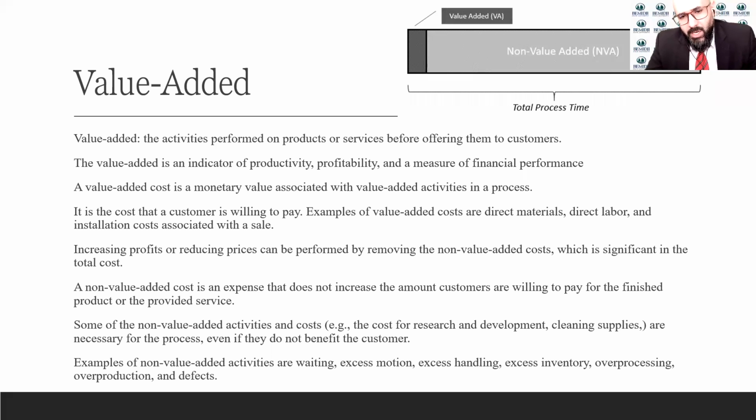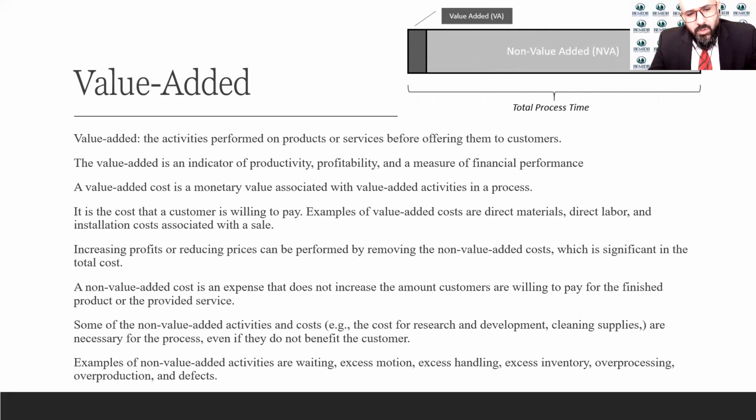So value-added activity would be the cost of the direct material, the cost of the direct labor, cost of installation, and any cost associated with sales. Increasing profits or reducing prices can be achieved by removing the non-value-added activities, which are significant in the total cost.